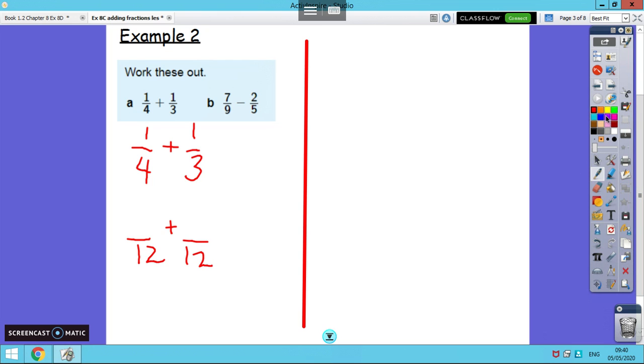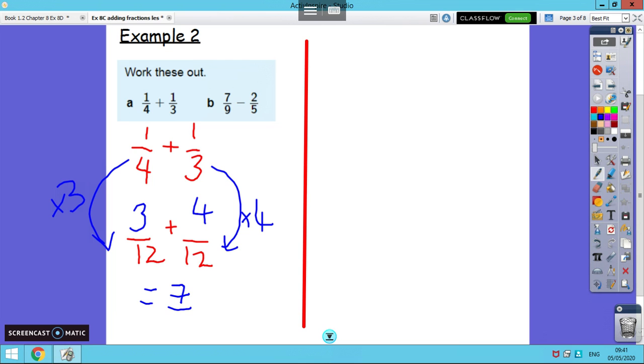Now what I'm going to do is think about, what did I multiply 4 by to get to 12? Well, we know that you multiply it by 3. And so I have to do the same to the top. 1 times 3 is 3. What did I multiply 3 by to get to 12? I multiplied it by 4. And so I've got to do the same to the top. 1 times 4 is 4. Now they've got the same denominator, I can do what I did before, add the numerators together, and I get 7 twelfths. Now, can I simplify that any further?